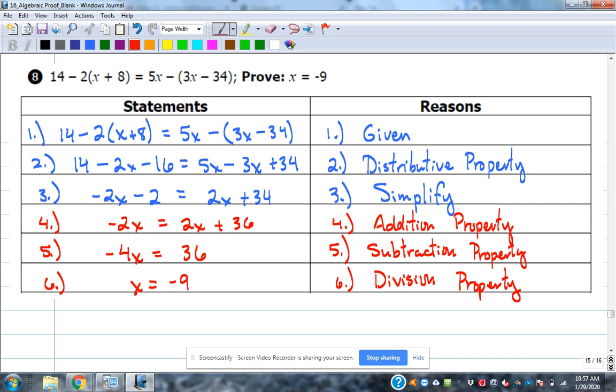You can still solve the equations the same way we've always done it, but you may have to have an extra line or something like that on your statements and reasons.